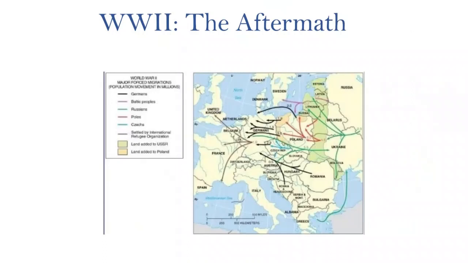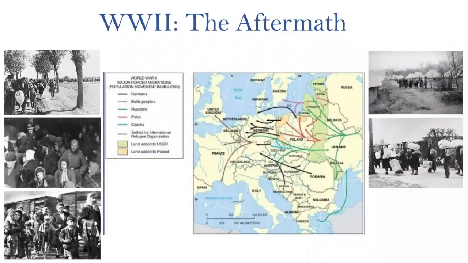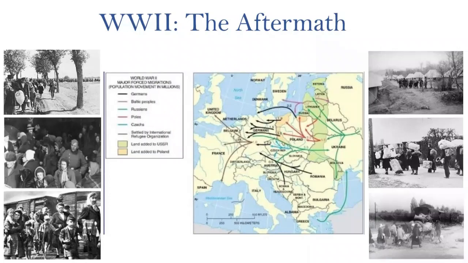So, the aftermath of World War II basically forced Germans and Poles to move because part of Germany had been gained by Poland and part of Poland had been gained by the Soviet Union. And here's just some pictures of basically what they were forced to do while they migrated.